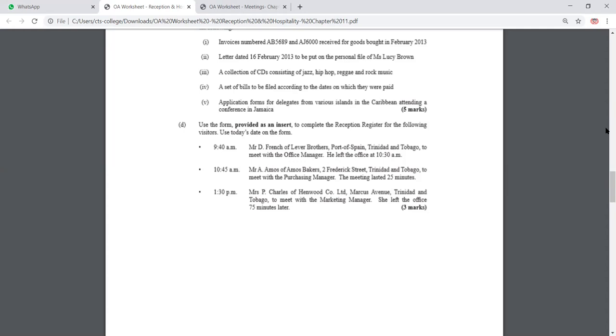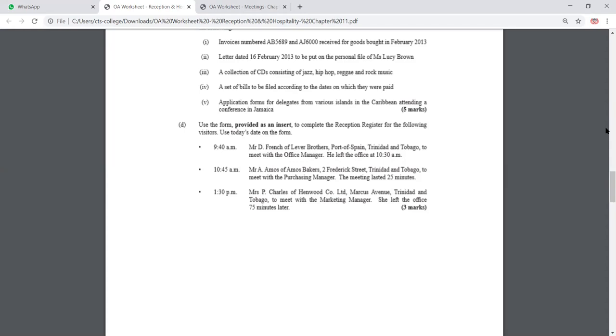What is his arrival time? You guys write this down. I'm hearing somebody saying 10:30. His arrival time is 9:40 a.m. His departure time is 10:30 a.m.